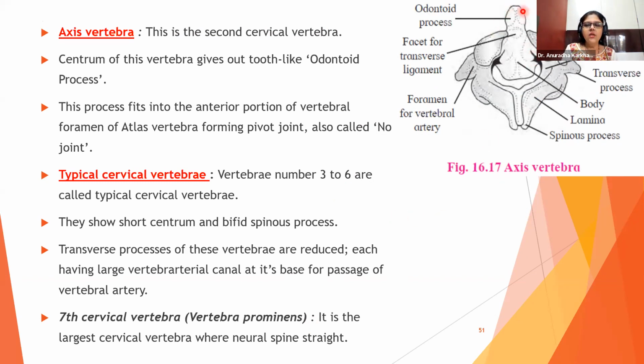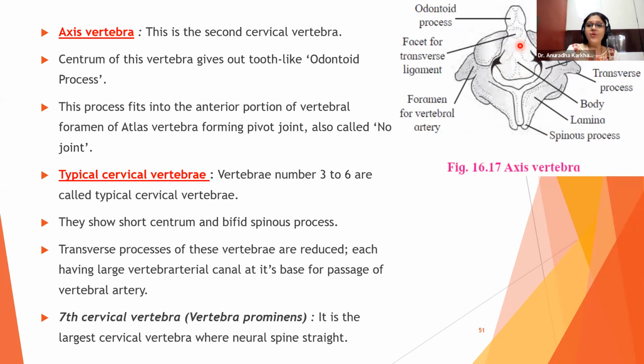See, its centrum is not flat. How is its centrum? The centrum of the axis is going to be tooth-like, just like your tooth. And from where is it coming out? Can you see? It is coming from the posterior part of the atlas. See, this is the posterior part of the atlas, and from here the odontoid process has come up. Through the anterior portion the spinal cord went down, and through the posterior portion this odontoid process came up.